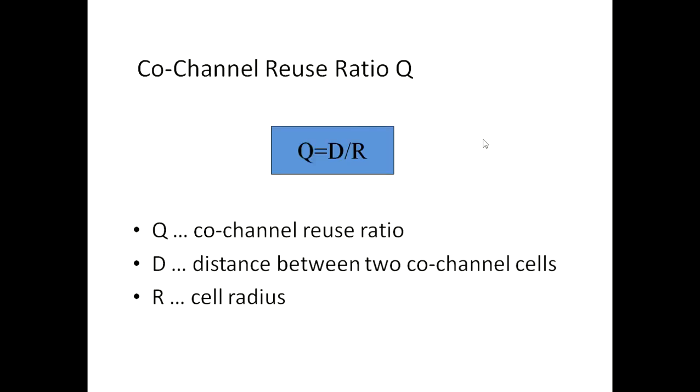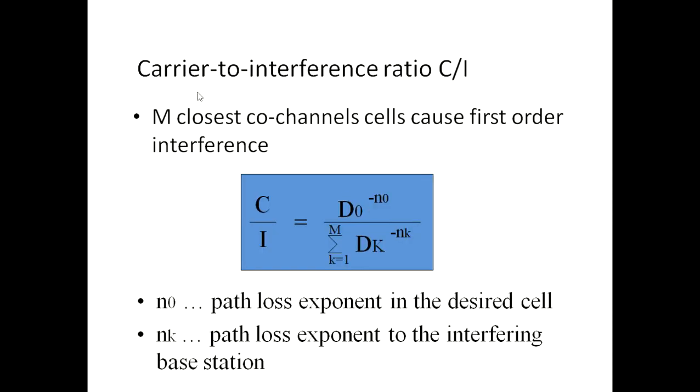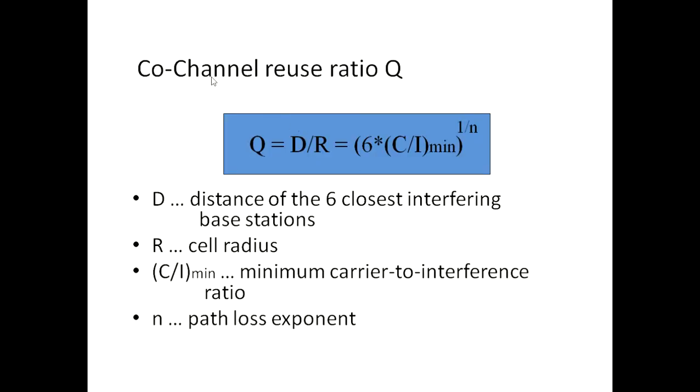This is the formula for the co-channel reuse ratio. It tells how many times the frequency has been reused by the co-channel cells. Q is equal to D by R, where D is the distance between the two co-channel cells and R is the radius of the individual cell. And this is the carrier to interference ratio, represented by C by I, given by this formula: D naught divided by the summation of Dk, where N naught and Nk are the path loss components of the desired cell and the interfering base station.